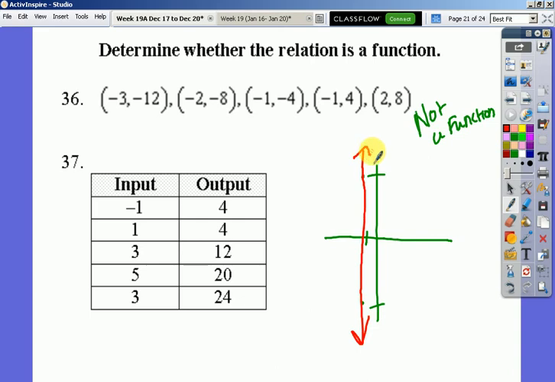Why is 37 not? It repeats 3. Yeah, 3 is paired with 12. 3 is paired with 24. Now what if this was switched? What if it was 12, 24, 3, and 3? Is that okay? Yes, because your outputs are okay if they're the same. Any questions?